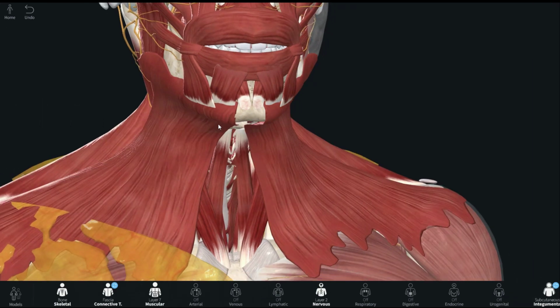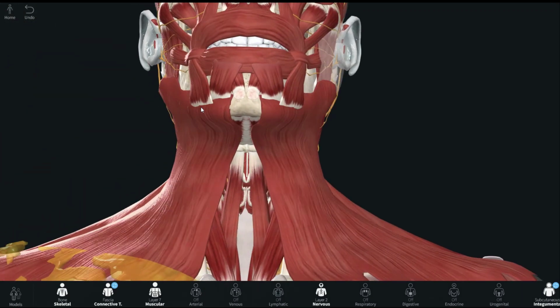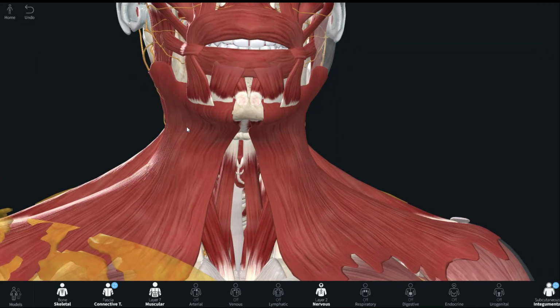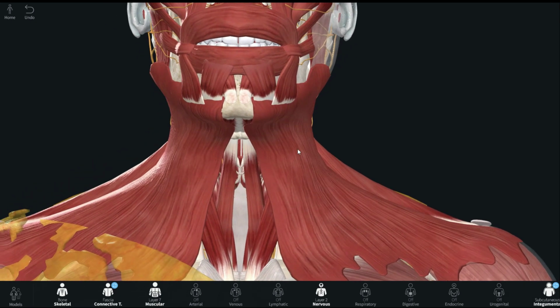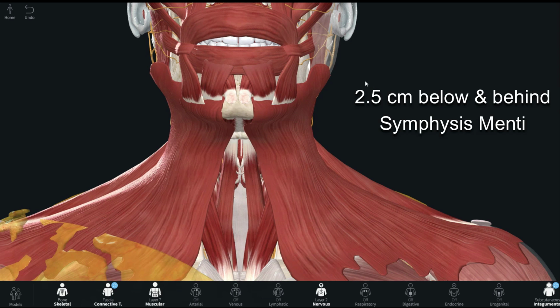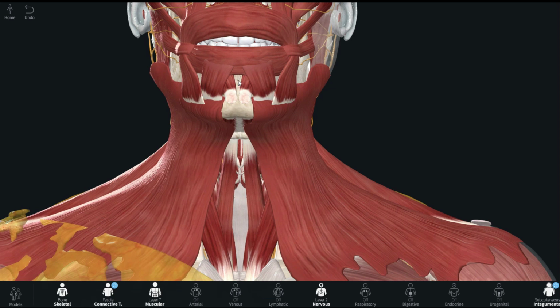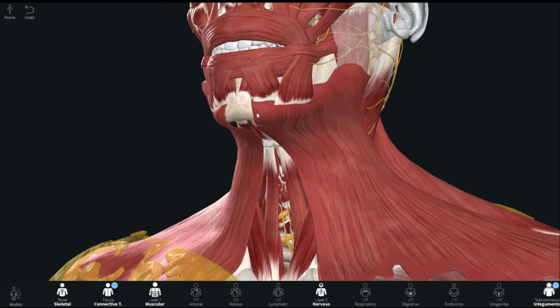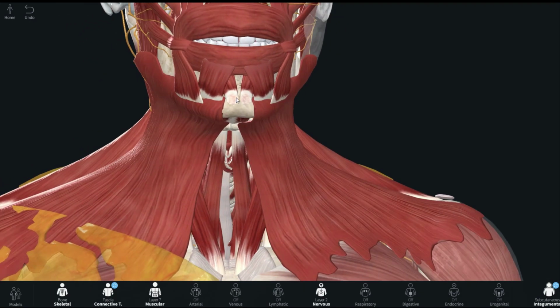The fibers of these two muscles from both sides, although it's not clearly shown over here, actually decussate with each other at about 2.5 centimeters below and behind the symphysis menti. This is not clearly depicted here. But there is some decussation, that is intersection, crossing of the fibers of the opposite platysma muscles, the two corresponding platysma muscles. At what point? At approximately 2.5 centimeters below and behind the symphysis menti. I hope you do remember the symphysis menti on the anterior surface of the mandible.